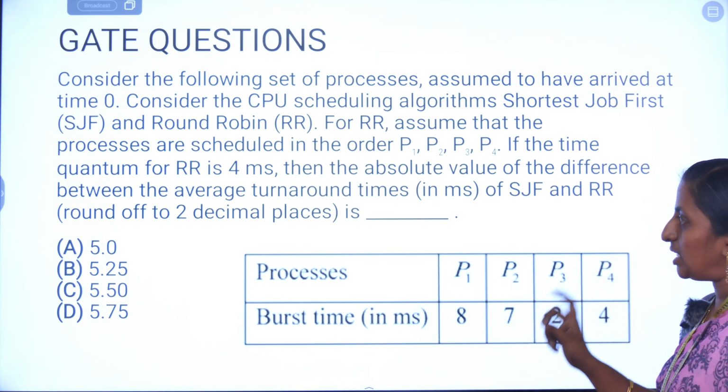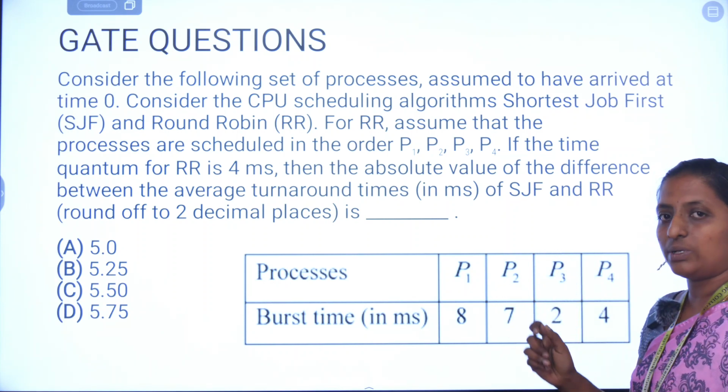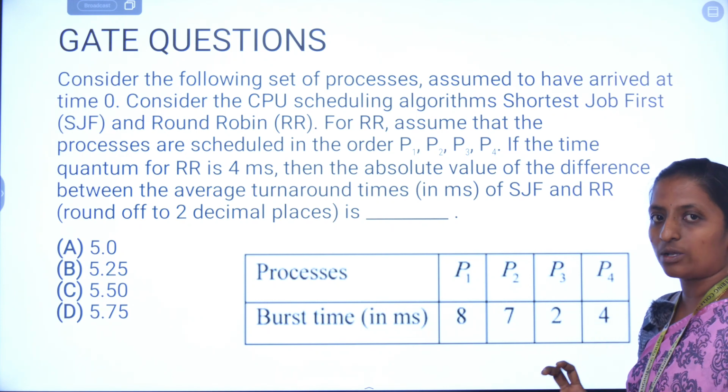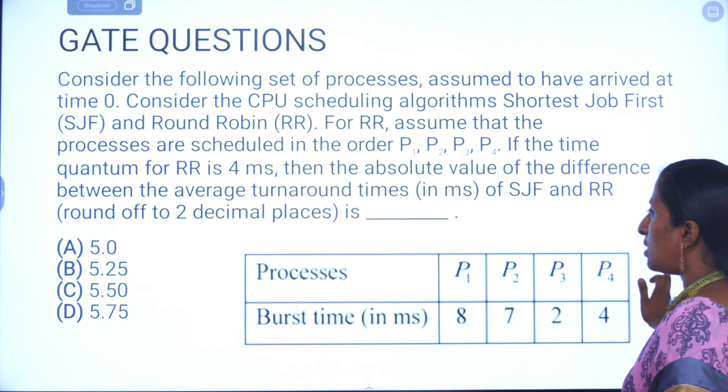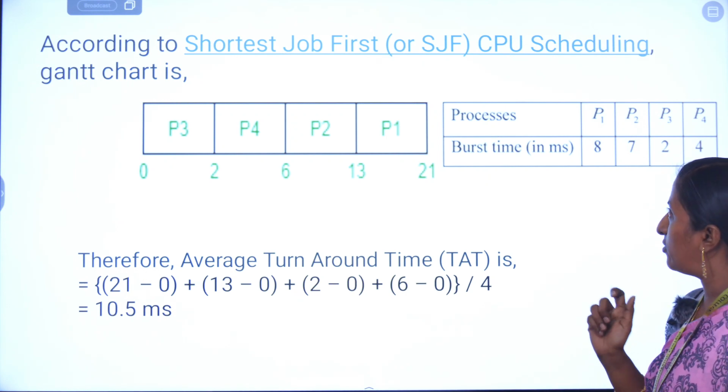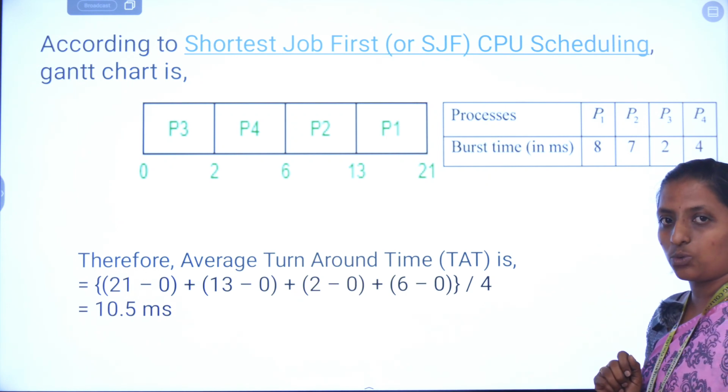And make sure that whenever the question is about round robin, they will surely give a time quantum. Without the time quantum, that question can't be solved. So let's start solving this question.